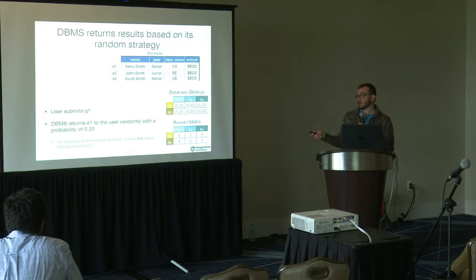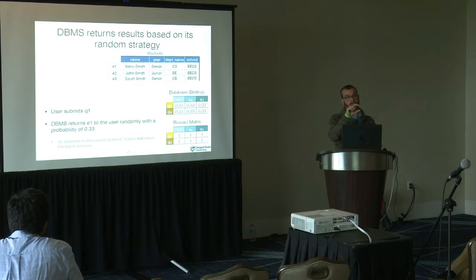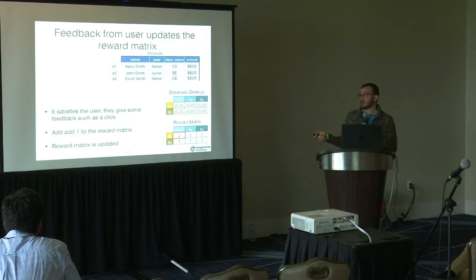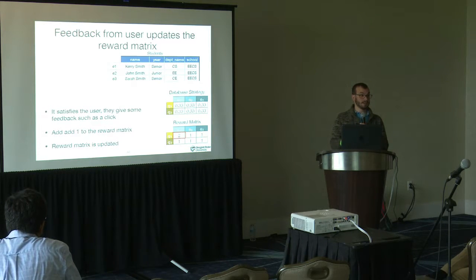Now, user is going to submit a query, and the database, let's suppose that it returns E1 here. So it's returning the first tuple to the user with a probability of 0.33. Now, this is a bit different because we don't actually do any top K, returning top K based on the ranked scores here. It's going to be purely based on probability. And let's say that what was returned to the user, E1, actually satisfied them for the query they submitted, Q1, right? And the user is going to indicate this to us through some feedback. So they clicked on the result and said, yes, this is what I want.